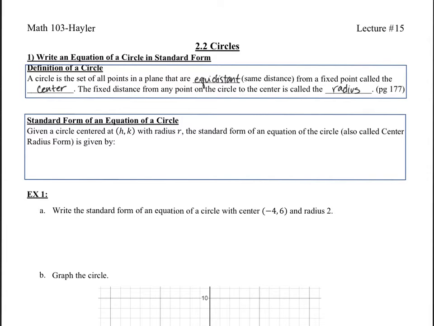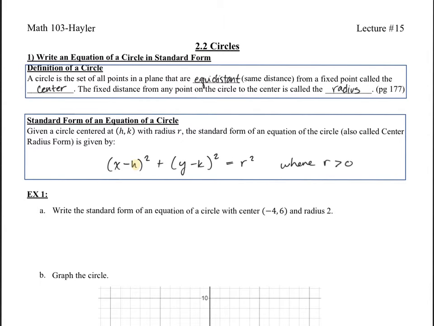So there are two different equations for a circle. There's the standard form and the one we're going to look at next. So the standard form of the equation of a circle, if you're given a circle centered at the point, and we'll call that point (h, k), that's just a generic way to talk about the point, with a radius of r, lowercase r, the standard form of an equation of the circle, also called center radius, is given by the following. (x - h)² + (y - k)² = r², and small caveat, where r is greater than 0.